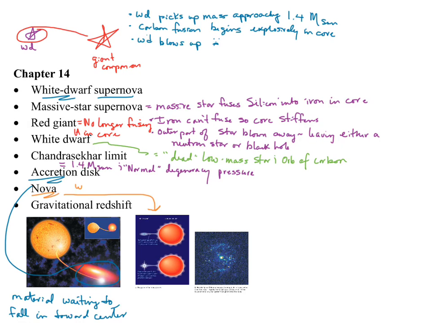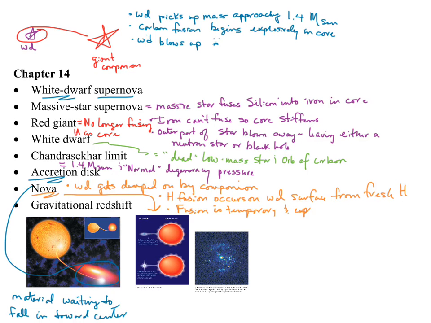Nova. So nova actually also involve a white dwarf and a bloated companion, but in a nova, the nuclear fusion occurs with the fresh hydrogen that the white dwarf got from the companion star. So nova actually can reoccur.